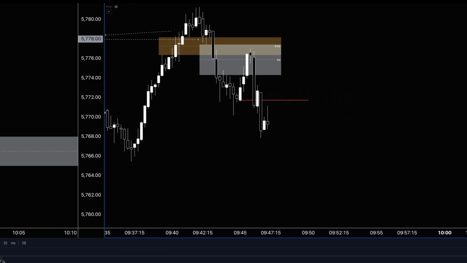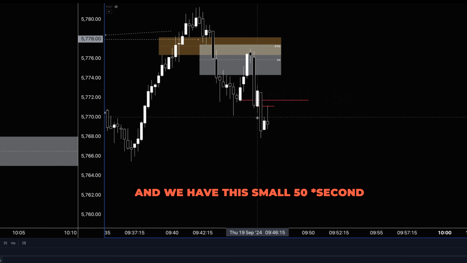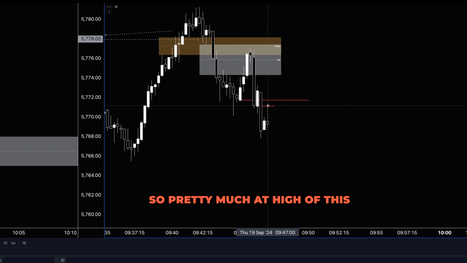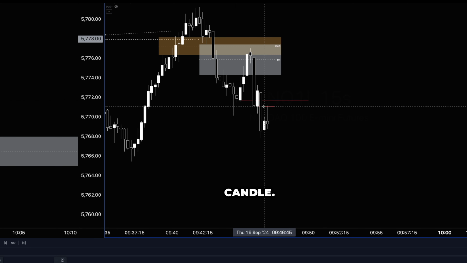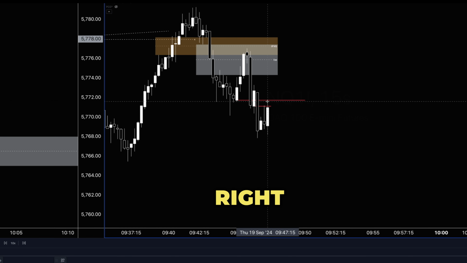We come back up. We tap this up close candle, which is also an order block. And we have this small 15-minute fair value gap. And I got filled at like 31s. So pretty much at high of this candle. Or not even this high. I think it was that next candle. Yeah, this candle's high. Yeah, 31s right there.